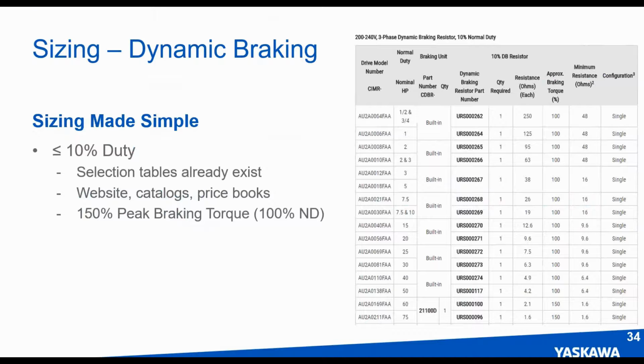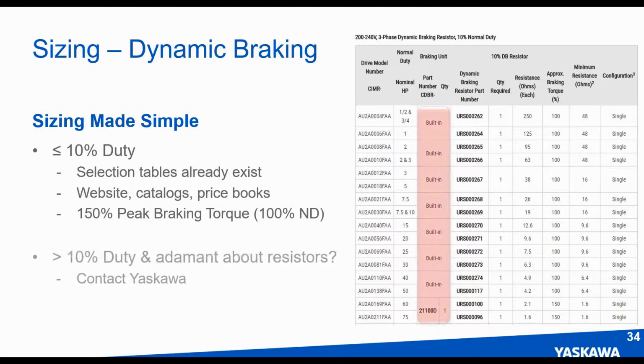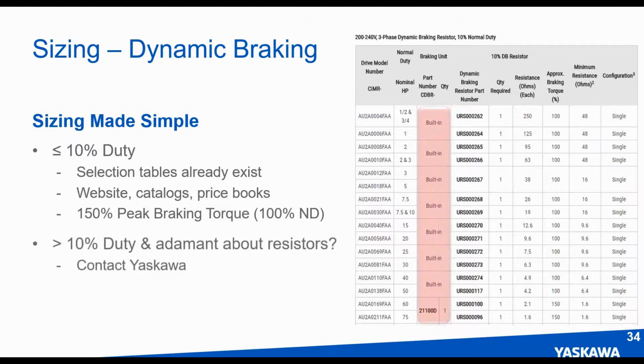When it comes to selecting these, Yaskawa makes selecting dB easy for 10% duty cycle applications. Selection tables already exist on our website in price books and catalogs. They are selected for 150% peak braking power for your heavy duty applications and 100% peak braking power for your normal duty applications. We provide you with a resistor part number, and we tell you whether or not you need an external braking transistor. About using dynamic braking for your duty cycles over 10%, go ahead and contact Yaskawa. We'll be happy to help you out.